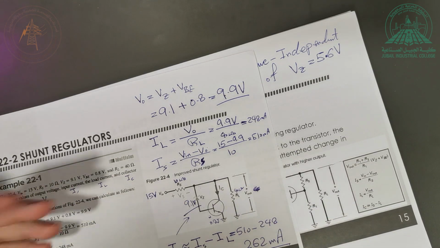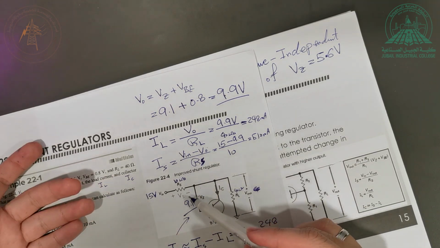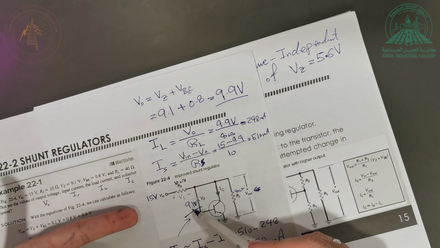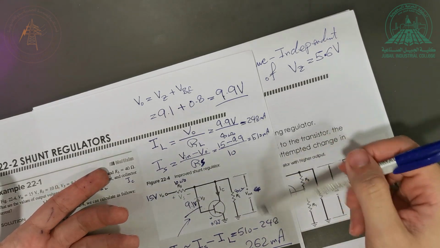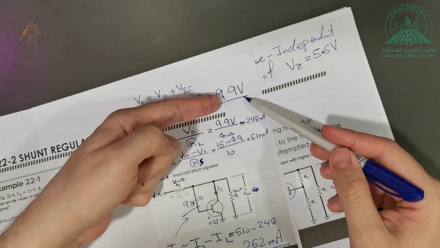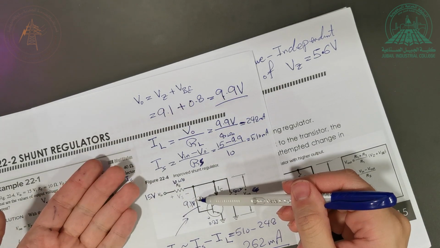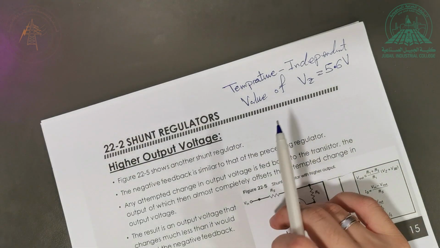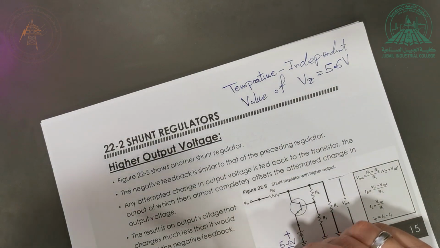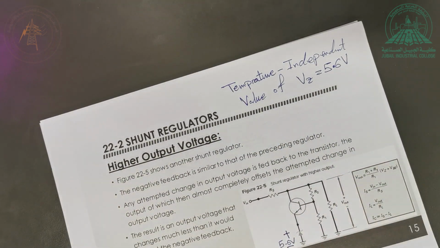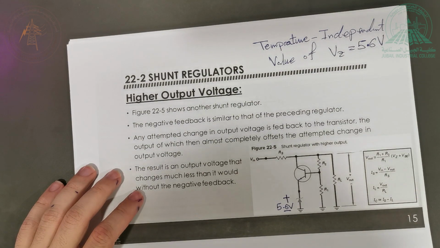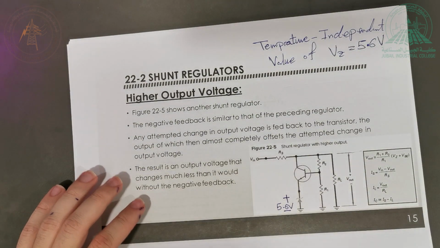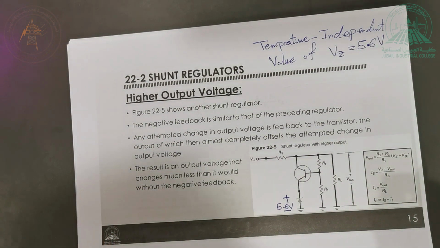I don't have much freedom to choose the Vz that I need. That's why I need to choose 9.1 volt here if I want this voltage to be 9.9 volt. This is the only solution that I have. But with this new design, actually, we can use 5.6 and still get whatever voltage that we need here. Now, how are we going to do that? Let's see. You can see now we are adding different things in our design.